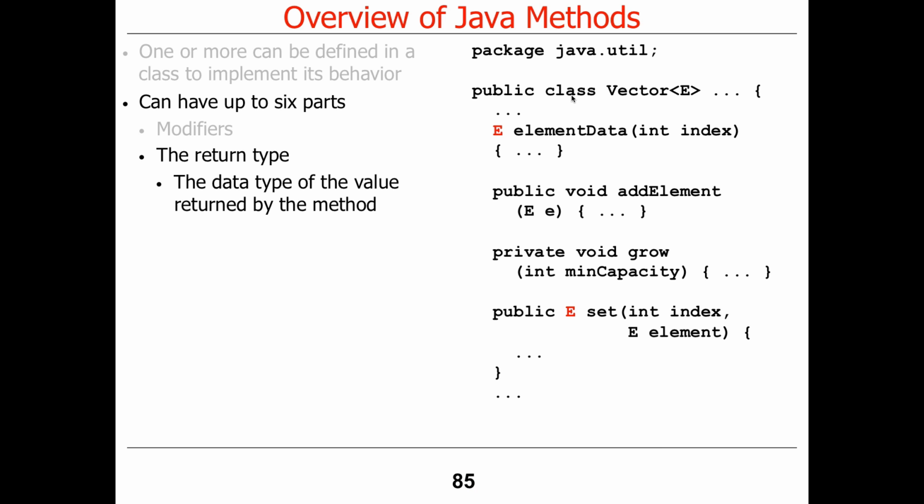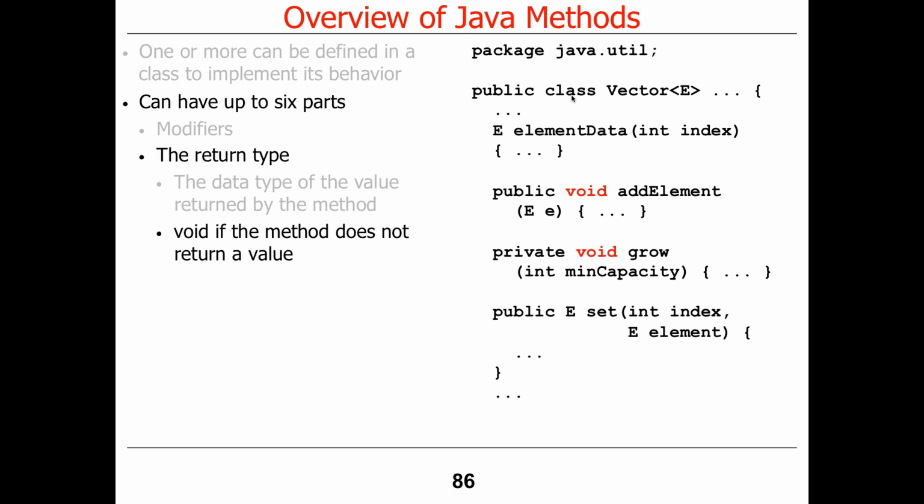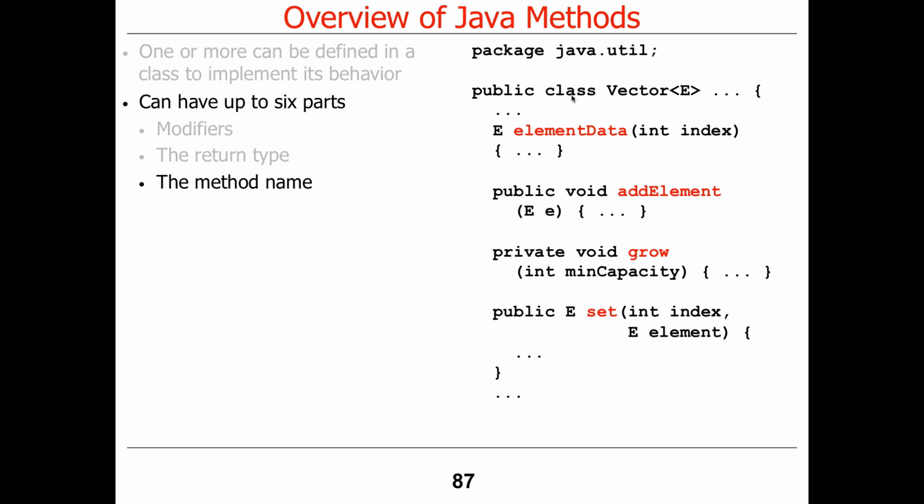OK. So the return type tells what the type is. Now, as you can see here, this method, element data, returns type E, which is the parameter of the vector. And set also returns an E. But add element and grow return void. So return void is almost an oxymoron. It just says it doesn't return anything. So it's just a procedure, not a function. There's no value that comes back.